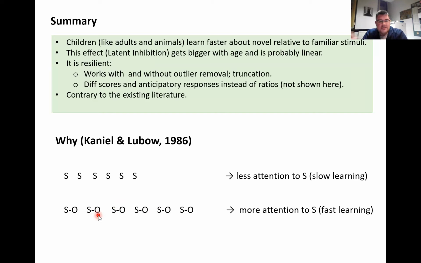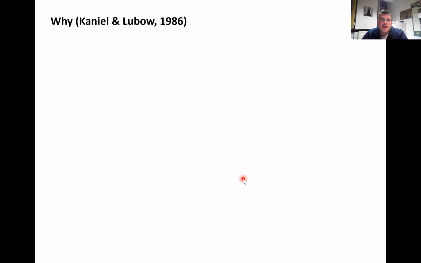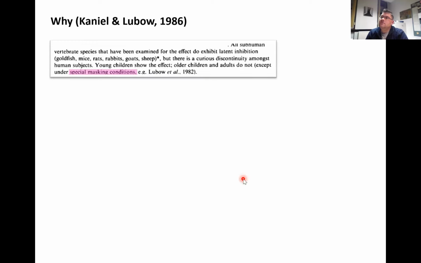That particular analysis isn't particularly amenable to our data because we actually make children say something to the stimulus during the pre-exposure stage. We were very keen to not have this pre-exposed stimulus irrelevant to the task in stage one. We wanted it, if anything, to be task relevant. We wanted them to say all the stimuli during stage one, so they were engaging with it. So if anything, they shouldn't show latent inhibition at all, but of course they do. So it's not that.